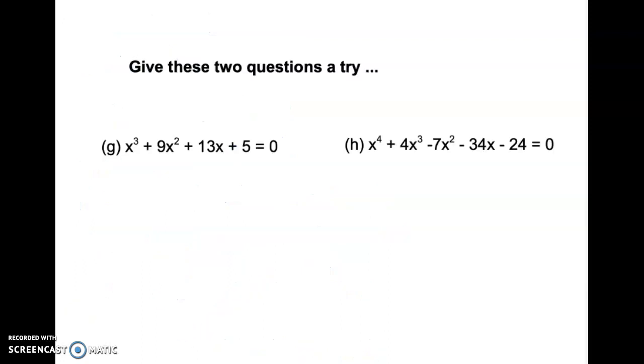So what I want you guys to do now is pause the video and give these two questions a try. They are going to involve the factor theorem. And then when you're ready, unpause the video and I will put the solutions up on the screen.